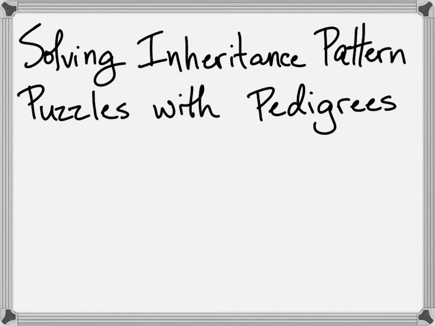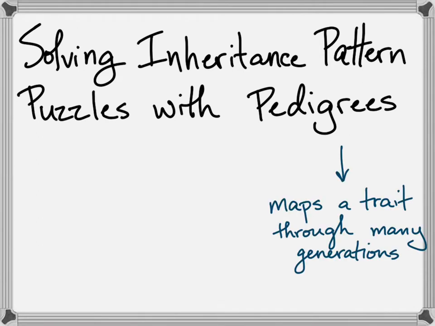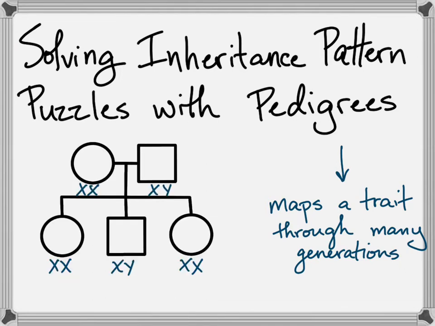Now that we've learned some inheritance patterns, we can apply them and use them to solve puzzles like how a particular trait is inherited. One way to do this is with a family tree called a pedigree. A pedigree chart maps a trait through many generations, normally at least 3. Biological males are square and women are round, and those with the trait of interest are shaded.